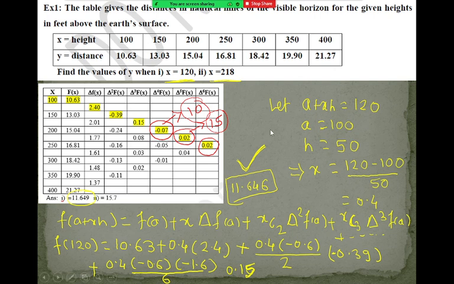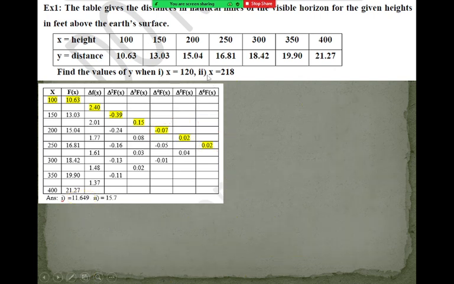So we'll move to the second part of the question. We have to find the functional value at 218. First, I want a plus xh for the second part. What should be a plus xh? 218 itself, correct. So what should be a now? 200. Okay, that's a good answer. Just below 218, because 218 comes between 200 and 250, so a should be 200, correct. H is 50, good. And what should be x then?